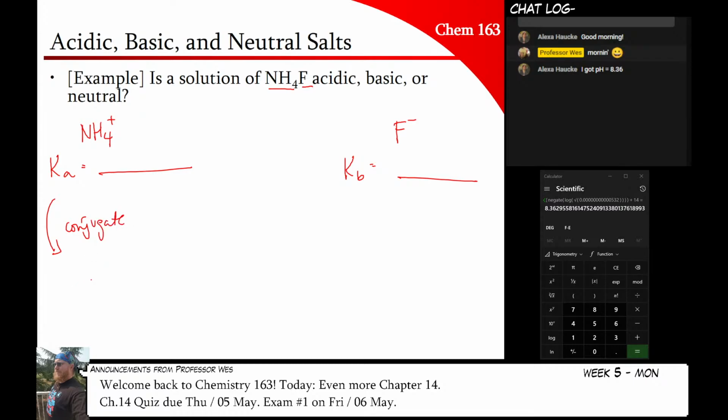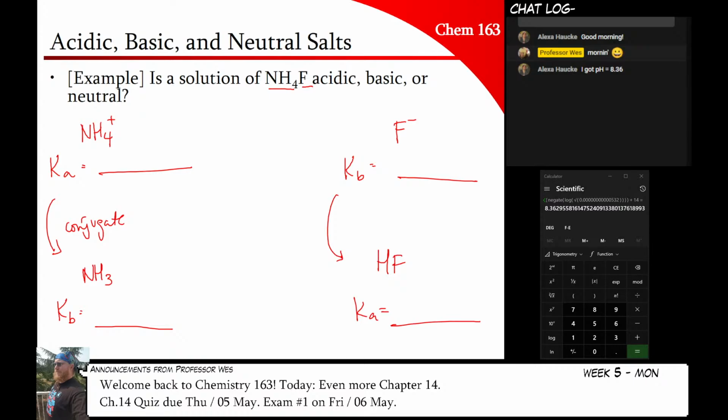What is the conjugate of NH4 plus, sorry? That's going to be this. What's going to be the conjugate of fluoride? That's going to be this. These are well known. Let's go look up their values in Appendix H and I. That's not the textbook. That's how I log into Everett Community College remotely. There we go.